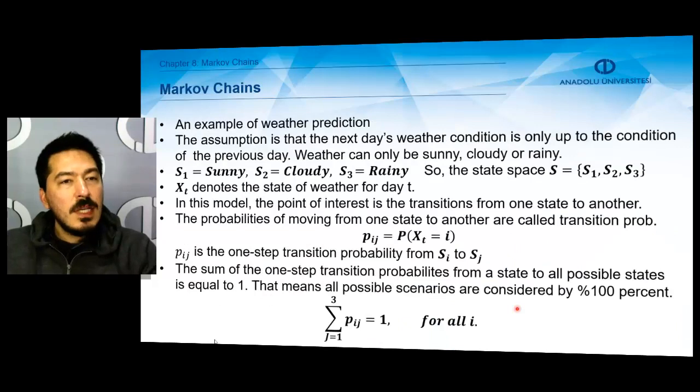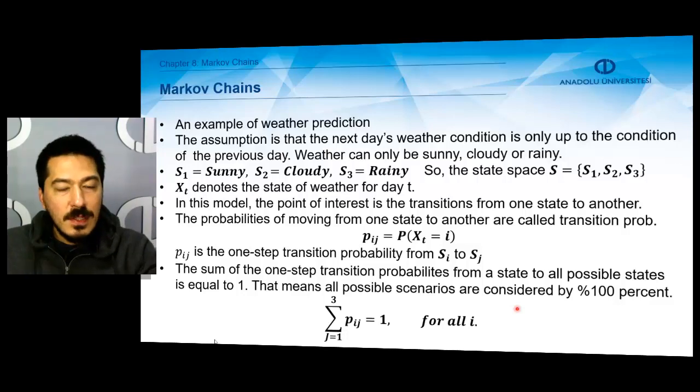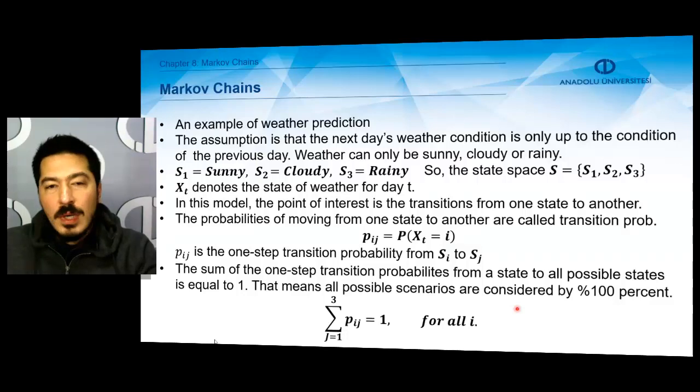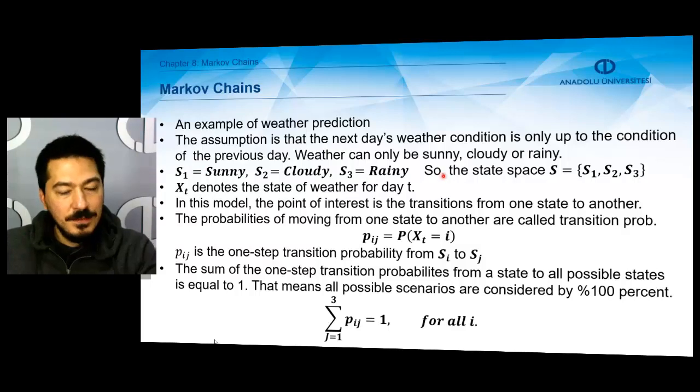Let me explain the Markov chains by an example. Here we have an example of weather prediction. The assumption is that the next day's weather condition is only up to the condition of the previous day. Weather can only be sunny, cloudy, and rainy. For the states, S1 is for the sunny condition, S2 for the cloudy condition, and S3 for the rainy condition. These three comprise the state space. Xt denotes the state of the weather for day t.